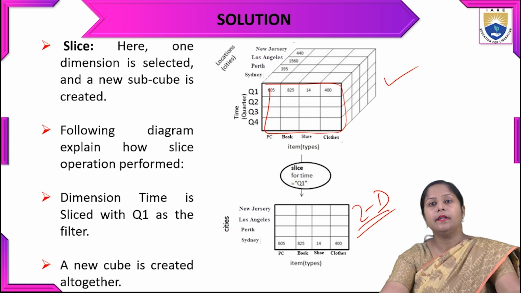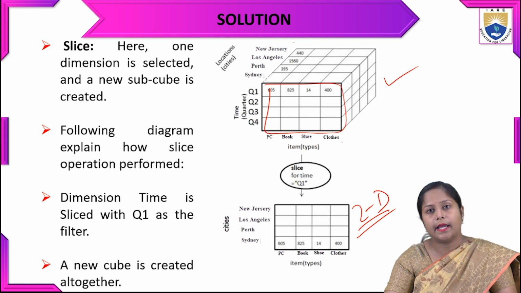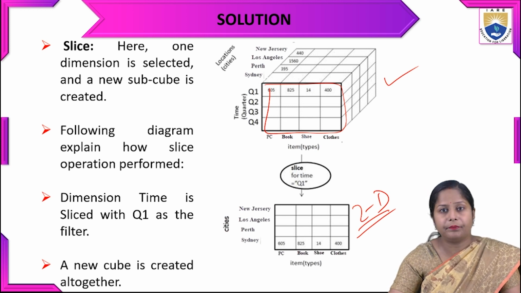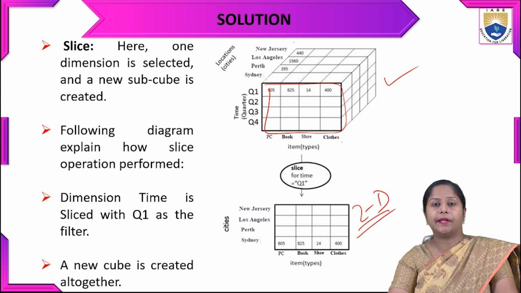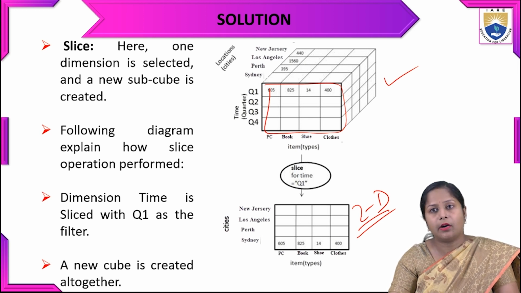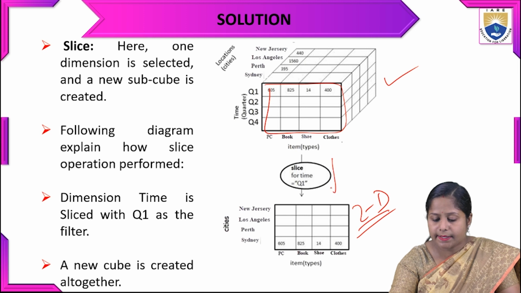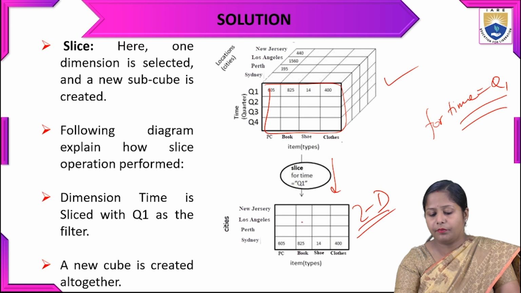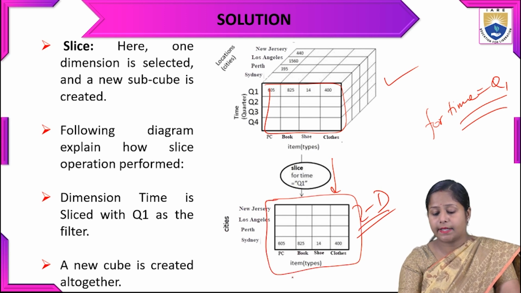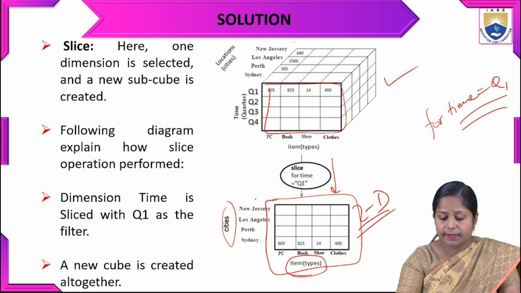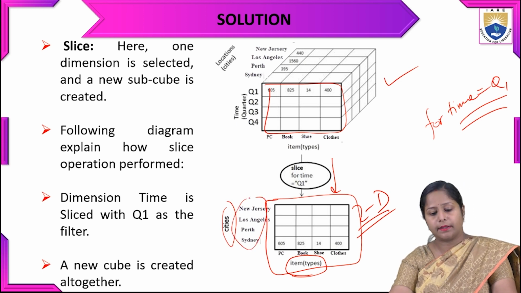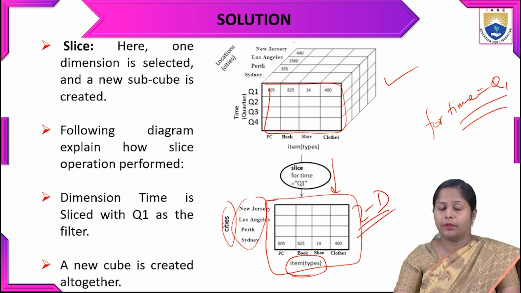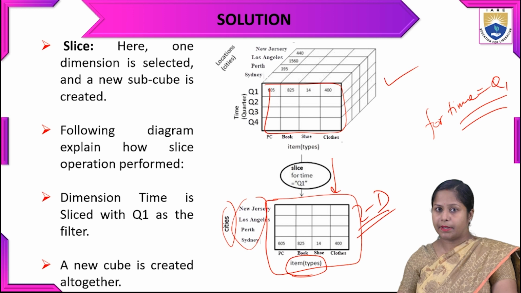The following operation diagram explains how slicing can be operated. In the dimension tree, the dimension time is sliced with Q1 as the filter. A new cube will be created altogether. So here we have taken the slice for time equal to Q1. We have got this particular slice that has the item types and the cities, New Jersey, Los Angeles, Perth and Sydney. So that is one slice of that 3D multi-dimensional data cube.